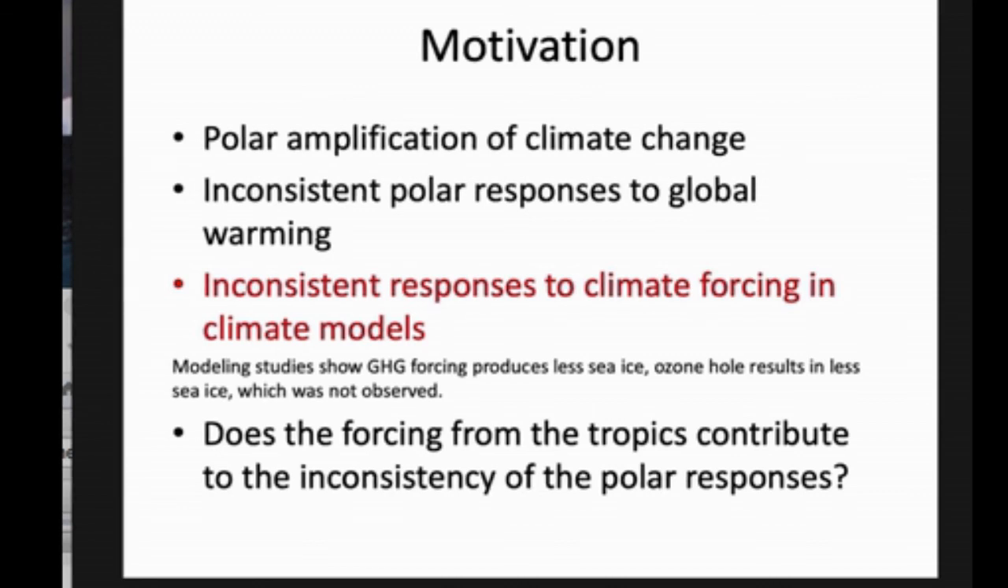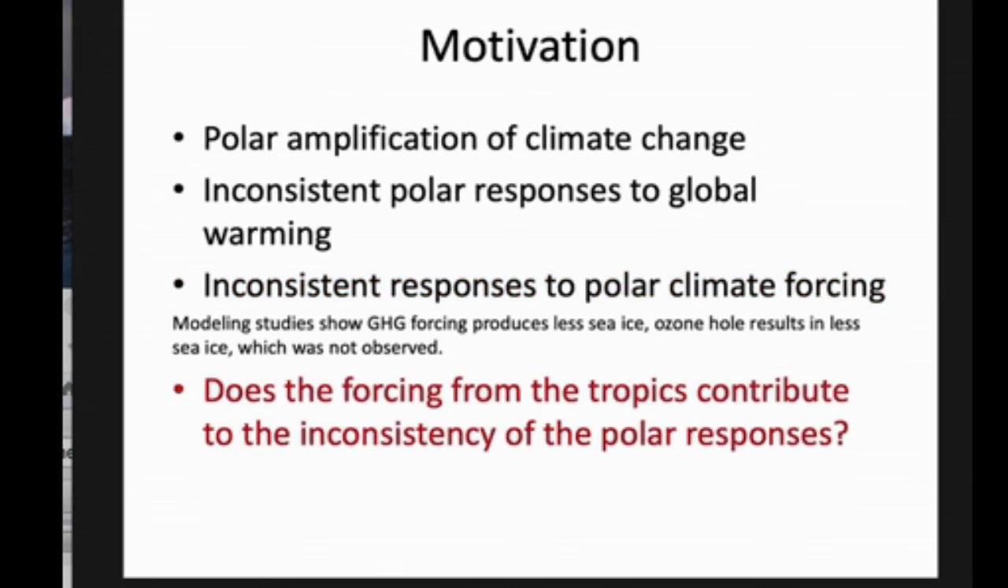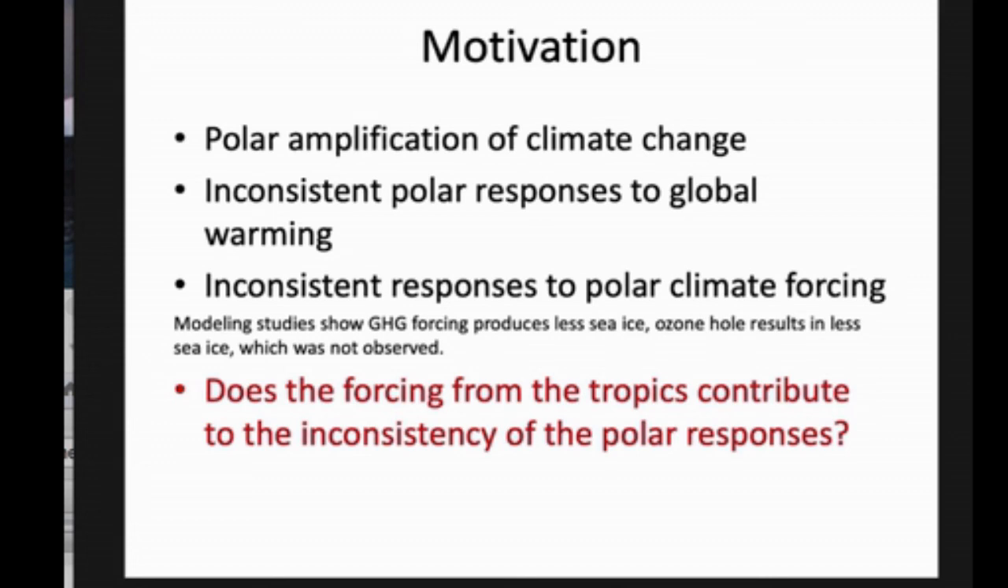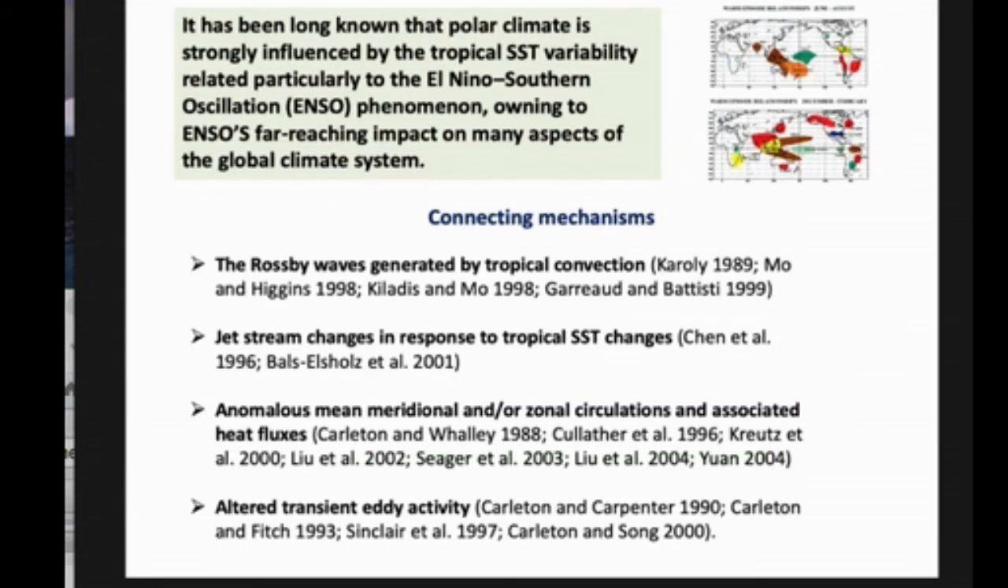So that makes us think, what caused this inconsistency? Does the tropical contribute to the inconsistency in the polar response, particularly in Antarctica? So that's why we are focused on the Antarctic today. Thinking about the tropical-polar remote connection, the first thing that comes to my mind is the ENSO teleconnection.